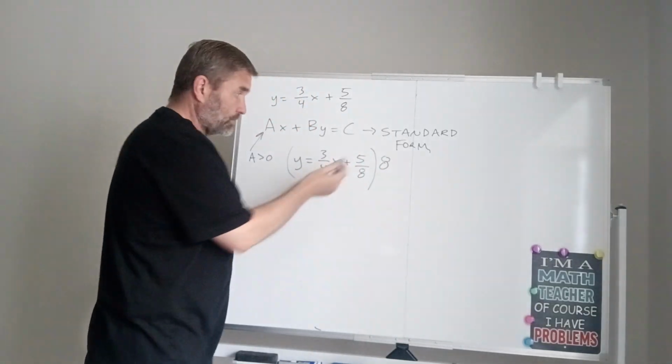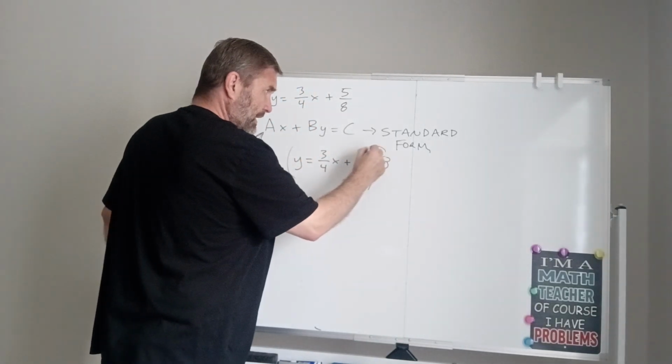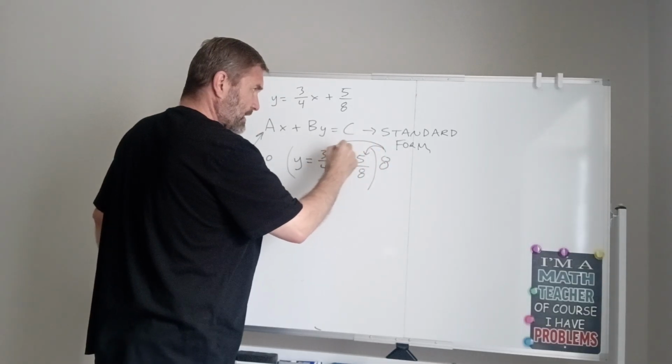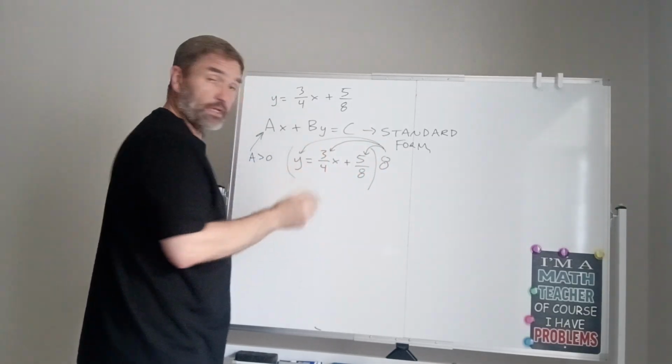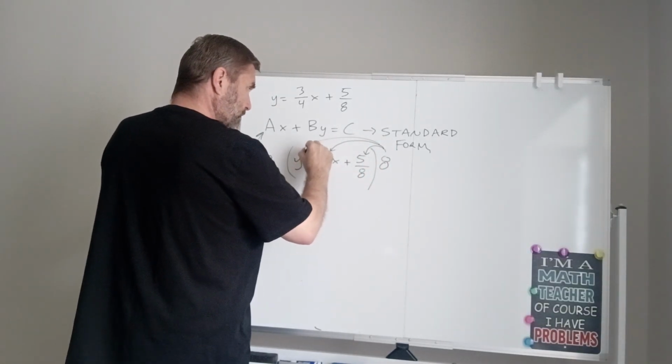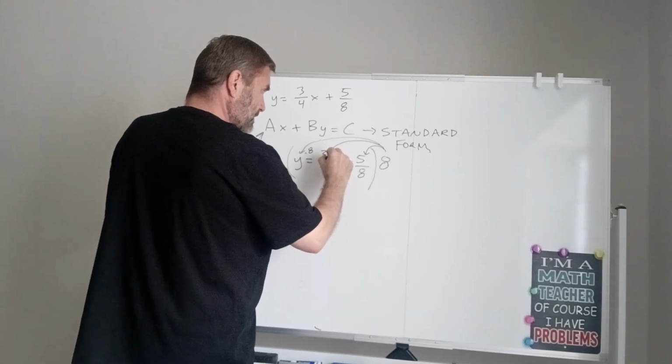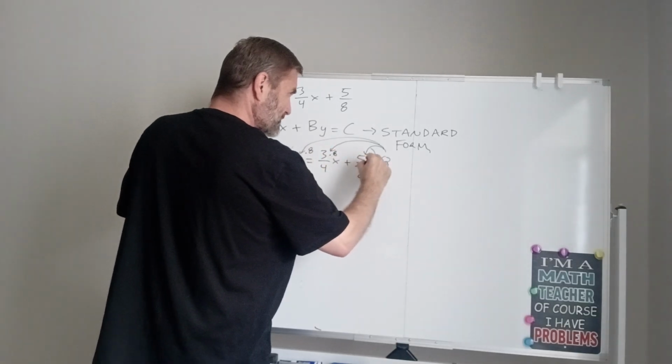And yes, you can actually distribute across an equal sign. So we're going to multiply this by 8, we're going to multiply this by 8, and we're going to multiply this by 8. If it helps you see it, right next to it, just put the times 8. The times 8. The times 8.